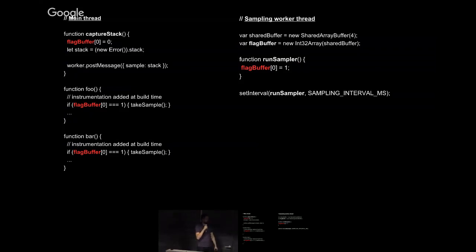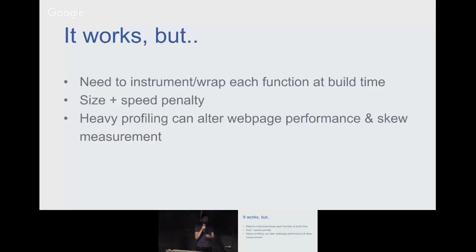Basically, flags are toggled to indicate whether a stack should be captured, and then the instrumented functions have to be individually instrumented to check this flag at function entry and take a sample. So it's pretty ugly and pretty wasteful. It would be a lot better if we had some sort of native facilities for profiling JS execution. There's overhead from instrumenting or wrapping each function, there's a size and speed penalty, and it alters the actual thing being measured.